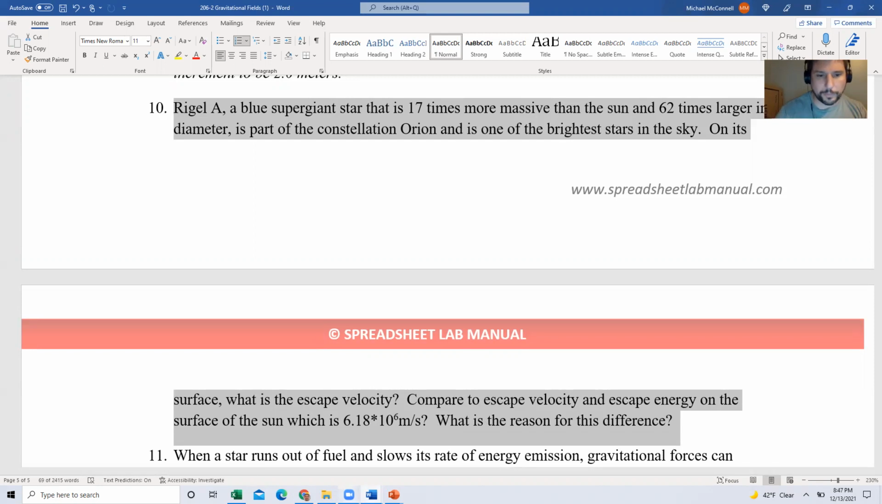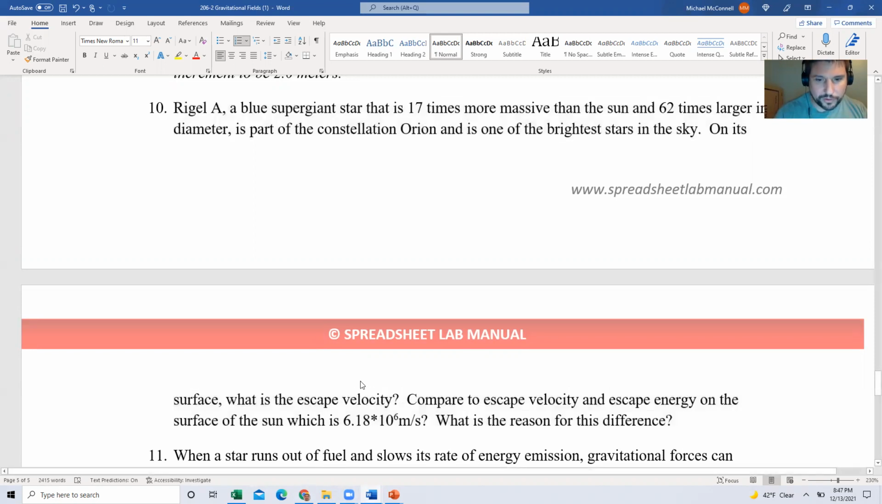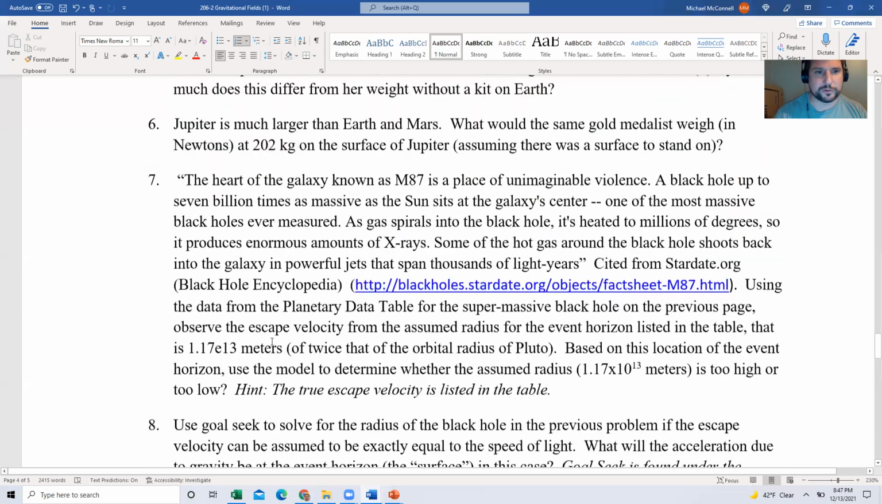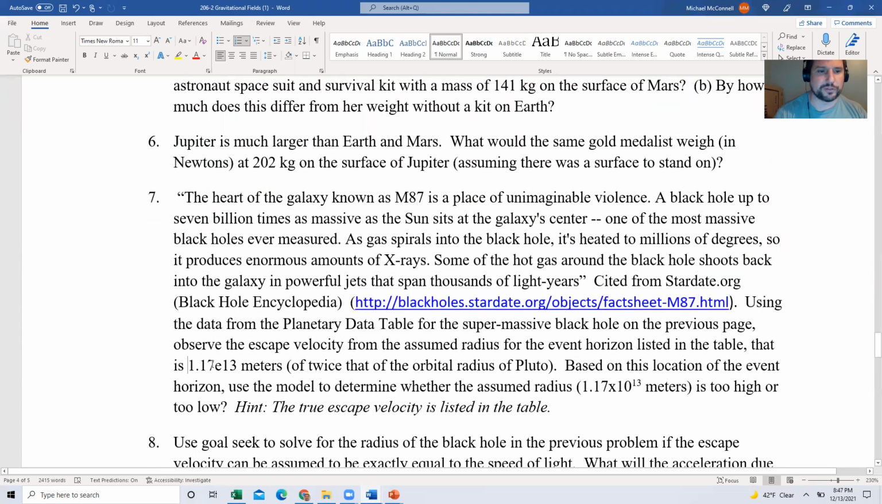Okay, so anyway, some of the other questions here about this black hole, it's a little wordy, but basically it's just asking you, is this number 1.17 times 10 to the 13 too big or too small? And it's too big if the escape velocity is greater than the speed of light. It's too small if the escape velocity is less than the speed of light.